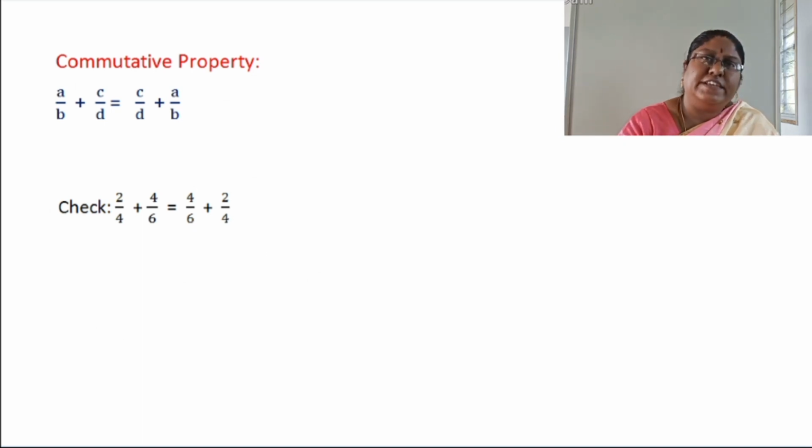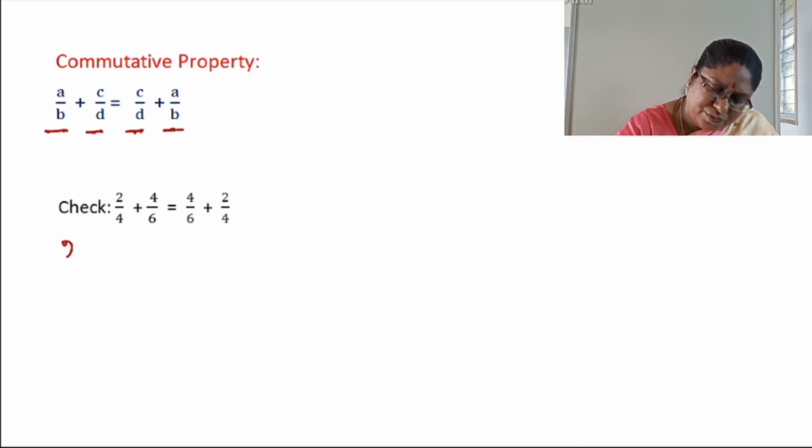So first, what are we taking? A by B, with that I am adding C by D. Then we are exchanging their places. The 2 fractions are getting exchanged. So in this place C by D, and in this place A by B. The places are getting changed, but when you are adding, the answers will be the same. So shall we have an example for this? Start with 2 by 4 plus 4 by 6.